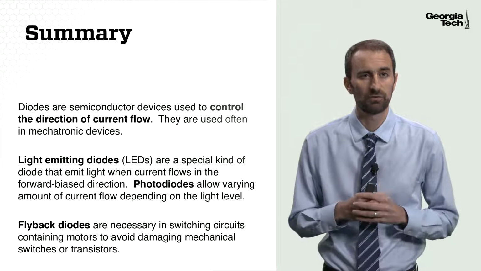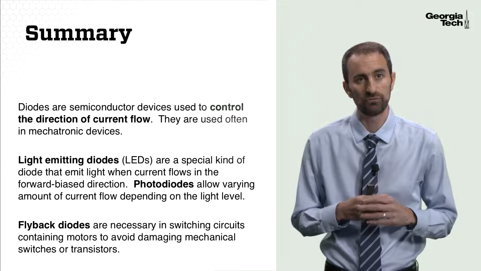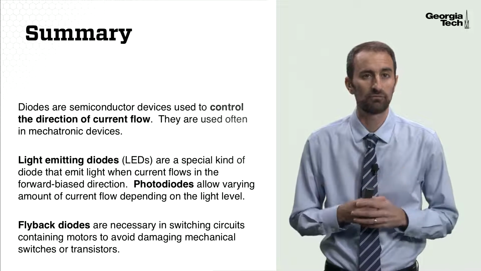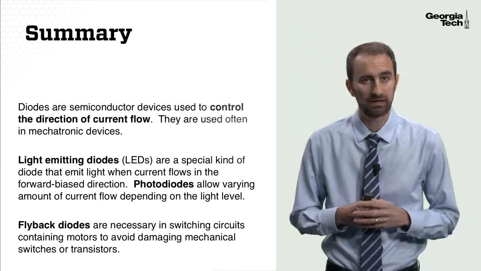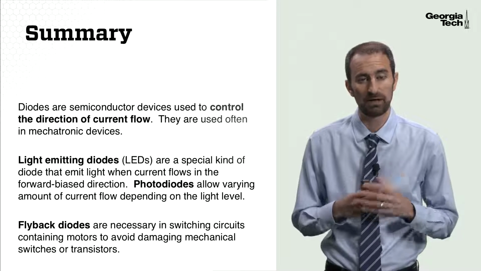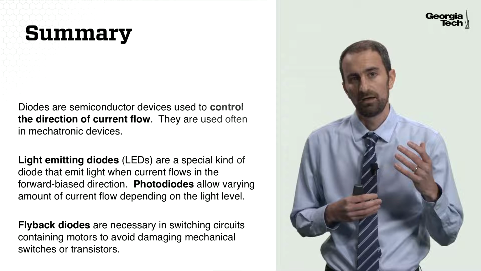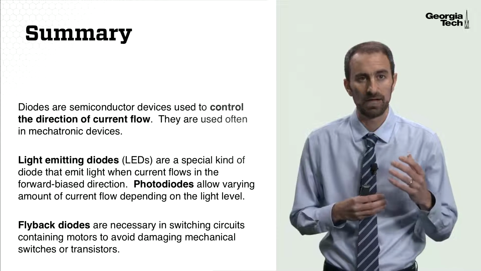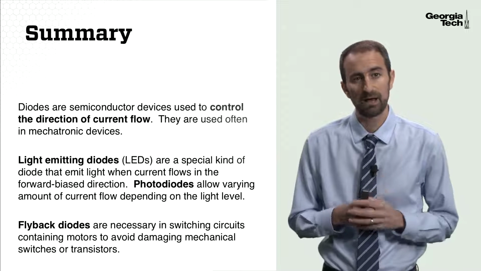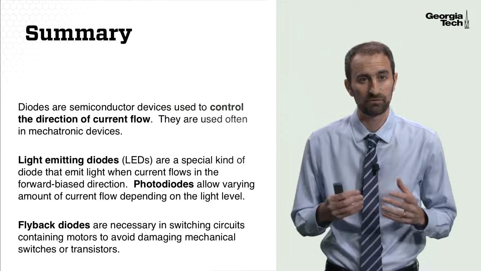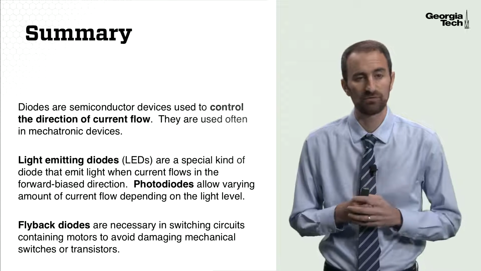To summarize what we've learned in this lesson, diodes are semiconductor devices that are used to control the direction of current flow, and they're used often in mechatronic devices. Light-emitting diodes are a special kind of diode that emit light when current flows in the forward bias direction. Similarly, photodiodes allow a varying amount of current flow depending on the light level. Now, flyback diodes are necessary in switching circuits where we have motors to avoid damaging mechanical switches or transistors.